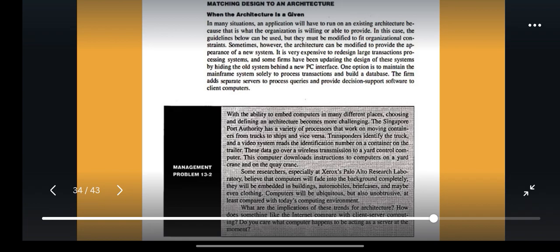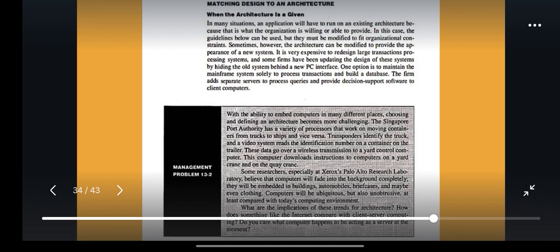Some researchers, especially at Xerox Palo Alto Research Laboratory, believe that computers will fade into the background completely. They will be embedded in buildings, automobiles, briefcases, and maybe even clothing. Computers will be ubiquitous, but also unobtrusive, at least compared with today's computer environment. What are the implications of these trends for architecture?